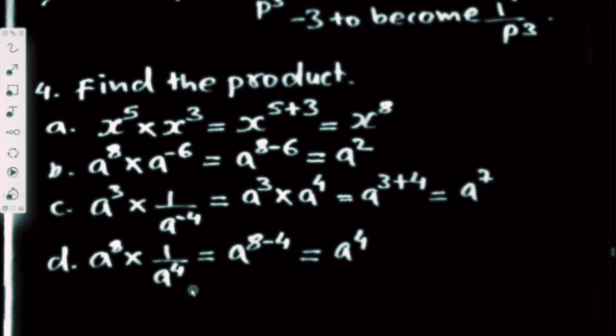We can also see d number: a power 8 into 1 upon a power 4 equals a power 8 minus 4. It means that the bottom one comes in the form of minus. If the power is in the bottom, or in the form of divide, then it shall be subtracted from the upper one. A power 8 minus 4 equals a power 4. In this way, we see the multiplication or product of certain indices. All these are simple and basic. See here some more.